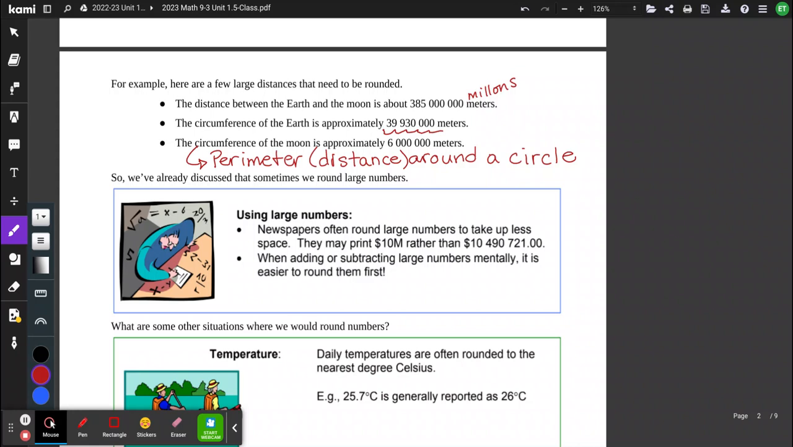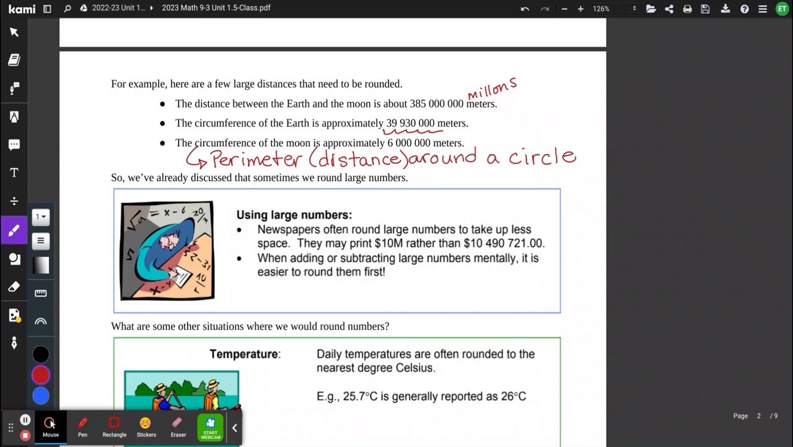Then it's saying the circumference of the moon is about 6 million meters. So, large numbers. This is where we need to round them. Because what if there was lots of numbers at the end of that? What if it was like 176.234? Well, we don't need to know exact numbers for this.